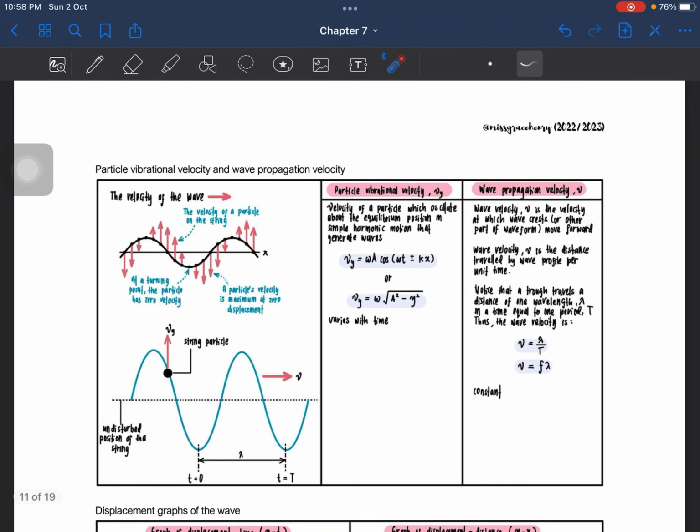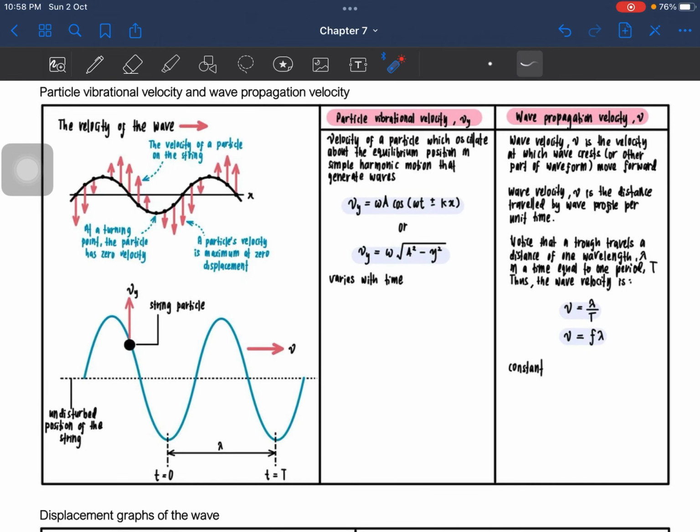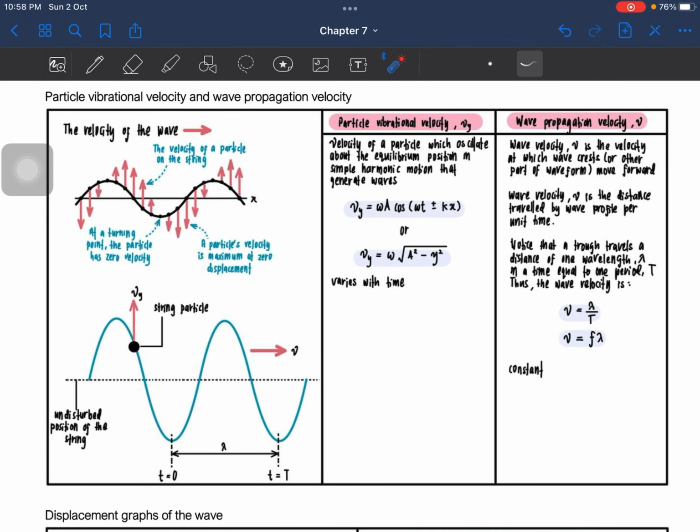Alright, okay, now kita perlu understand about particle vibrational velocity and wave propagation velocity. Saya harap kamu dapat paham saya punya tulisan tangan. Okay, so these two are two different things. Kamu perlu make sure kamu baca tu soalan betul-betul sebab sometimes they would ask you either the wave propagation velocity ataupun the particle vibrational velocity.